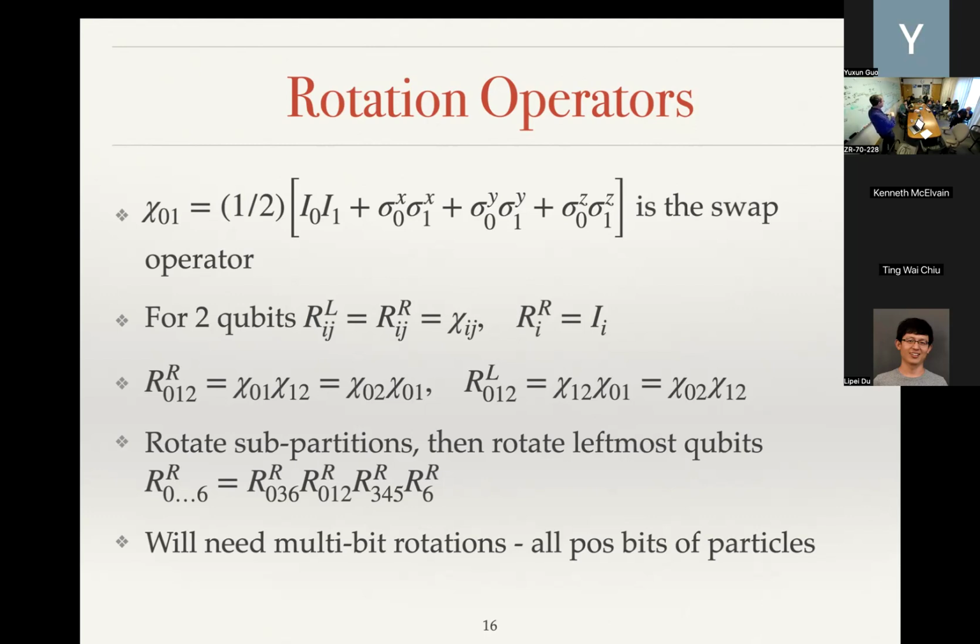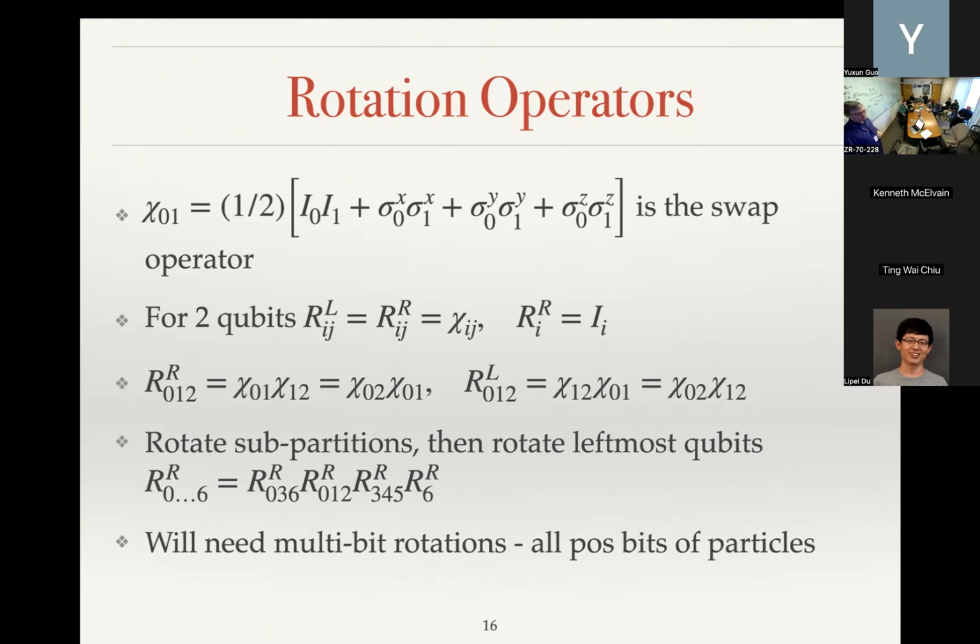Well, this is just the dot product between sigma 0 and sigma 1, right? And then for 2 qubits, if I'm doing a rotation, it's just a swap, obviously. It doesn't matter which way you're rotating, it's the same as a swap. But if I go to 3, then I can decompose it into products of swap operators. Actually, 2 different products. There are some rules you can use for this.